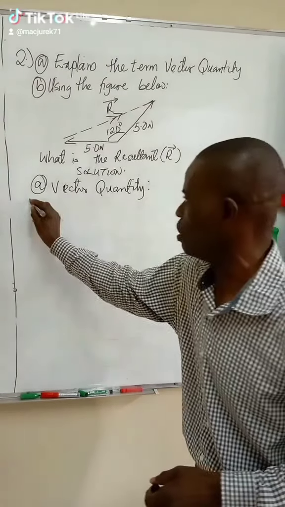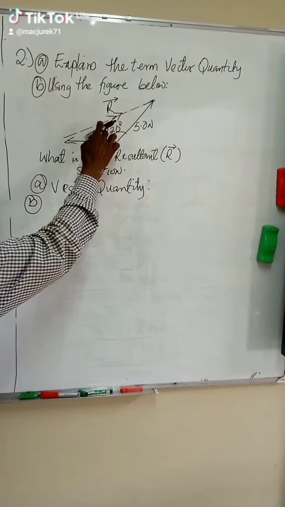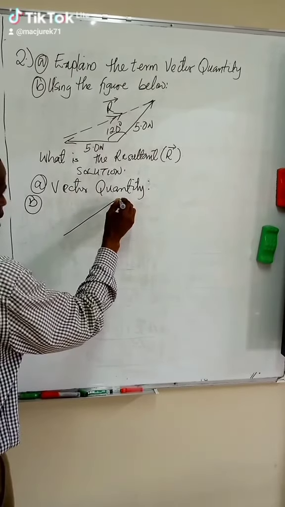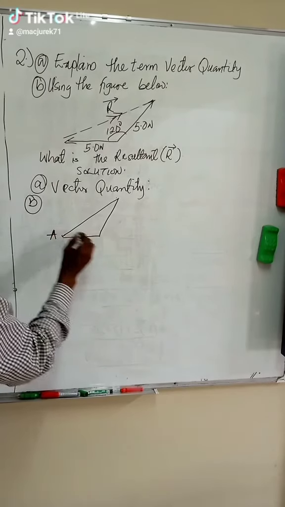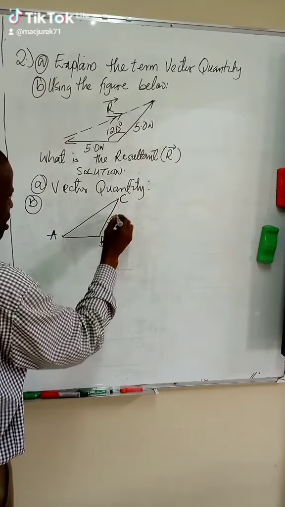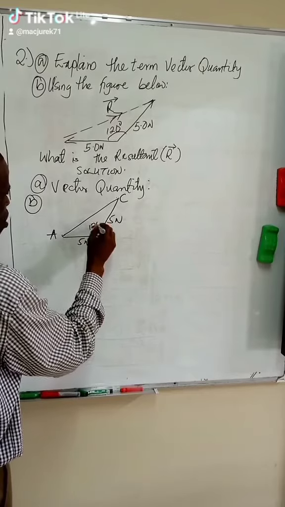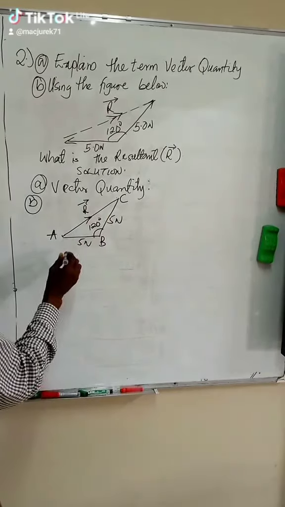So I'm moving straight to the second question that has a vectorial diagram here. If we look at this very well, that means I need to represent this back as a normal triangle where I will use this place as my A, here as my B, here as my C. This is 5 Newton, this is another 5 Newton, while this is 120 degrees. So this is my resultant, which is R.